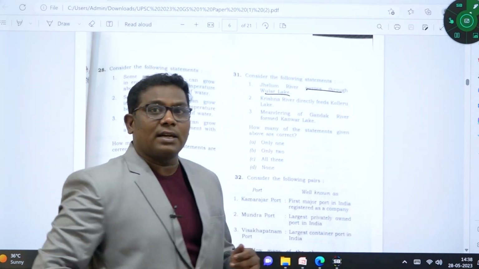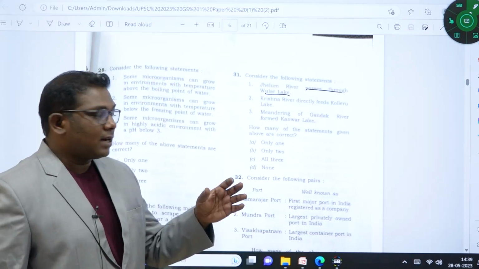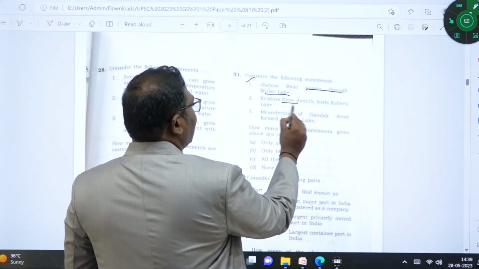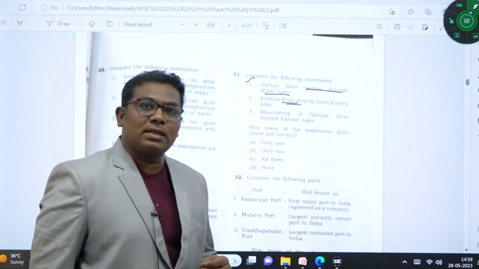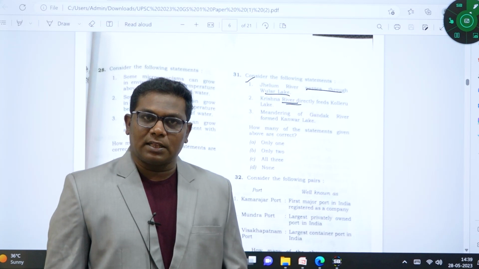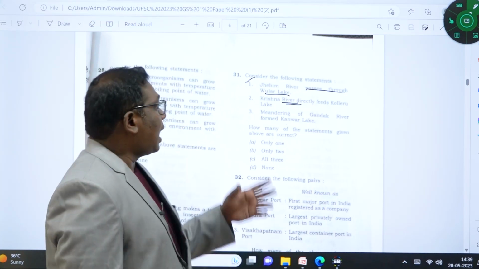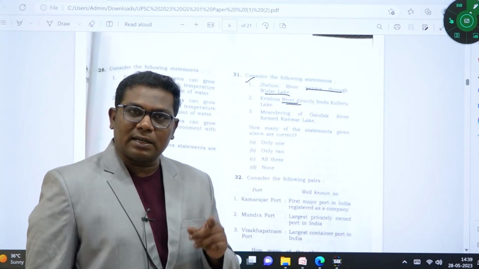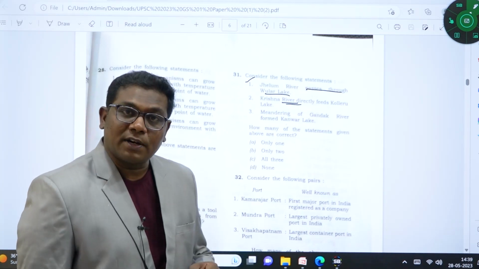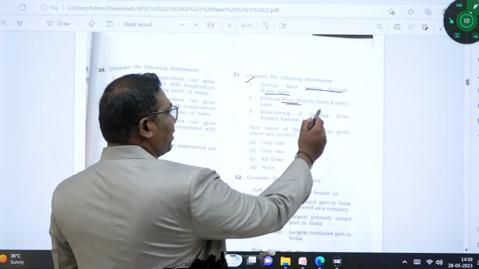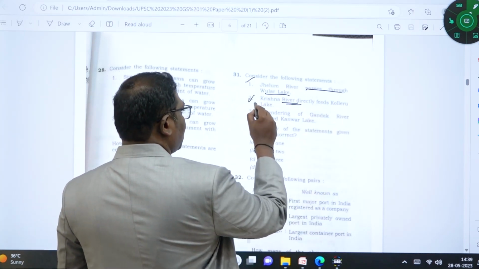When we discuss the drainage system, we always say river Jhelum passes through Ular Lake. This is the right statement. And the Krishna river directly feeds Kolleru Lake. Kolleru is one of the largest freshwater lakes in Andhra Pradesh, also recognized as a Ramsar site of international importance. That lake Kolleru is not directly fed by the Krishna river. It is fed by small streams such as Budameru and Tamileru. So the statement that the Krishna river directly feeds Kolleru Lake is a wrong statement.